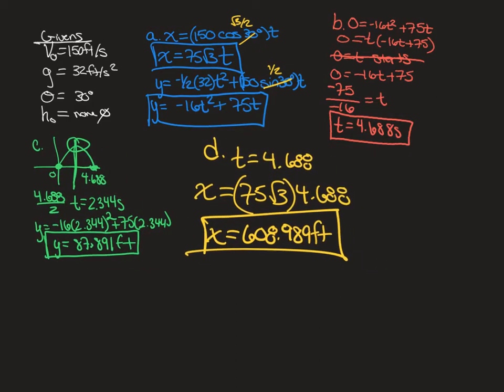So we got A, B, C done. Letter E says simulate this in a graphing calculator. So let's make that happen real quick. So here's my calculator. I'm going to go home and pick a new document. I'm not going to save. I'm going to add a graph.